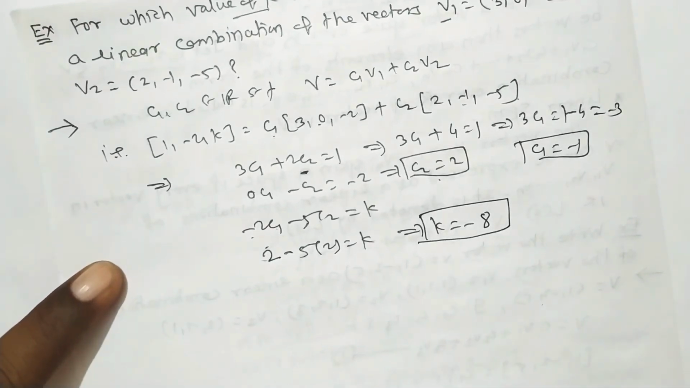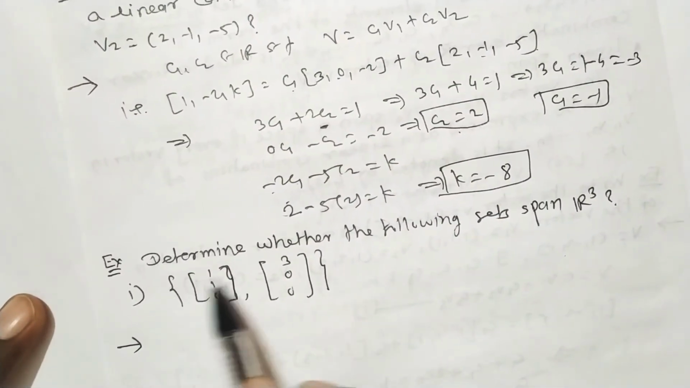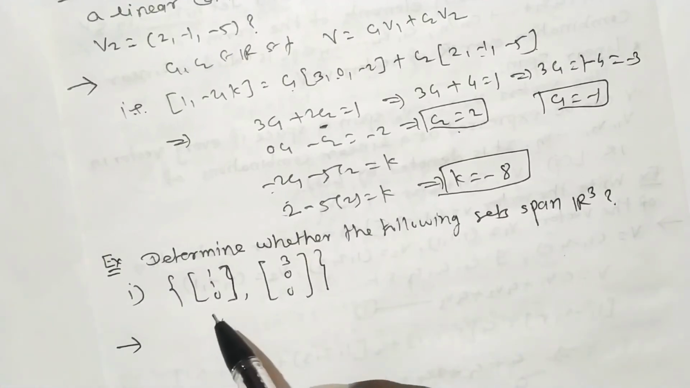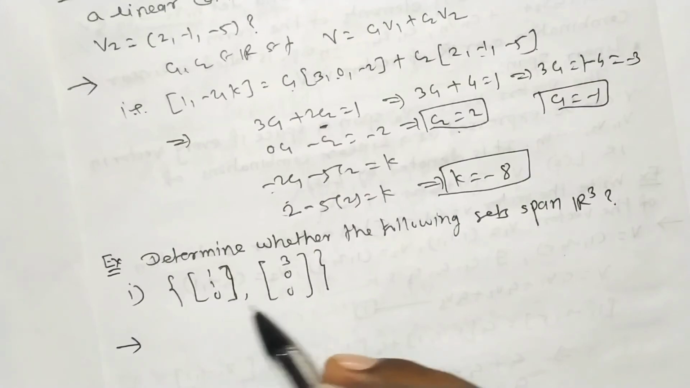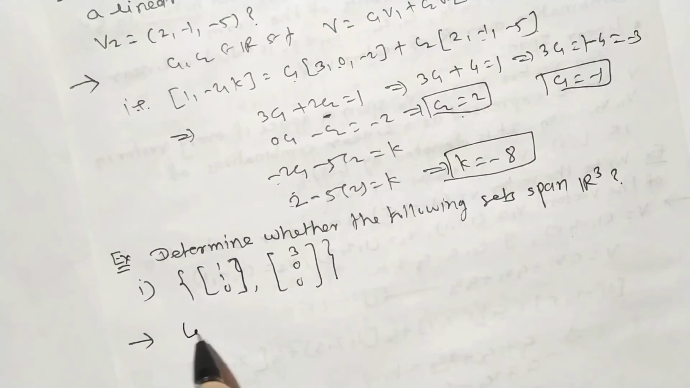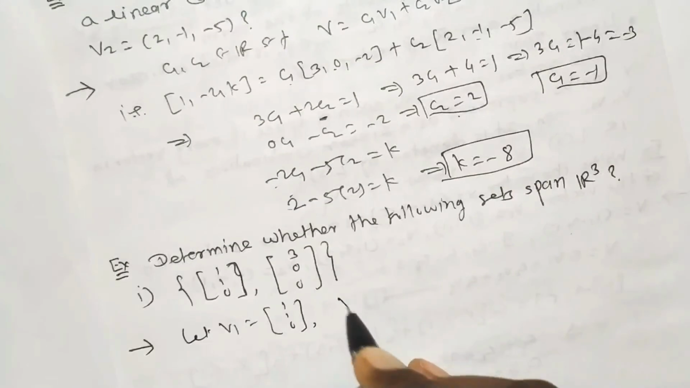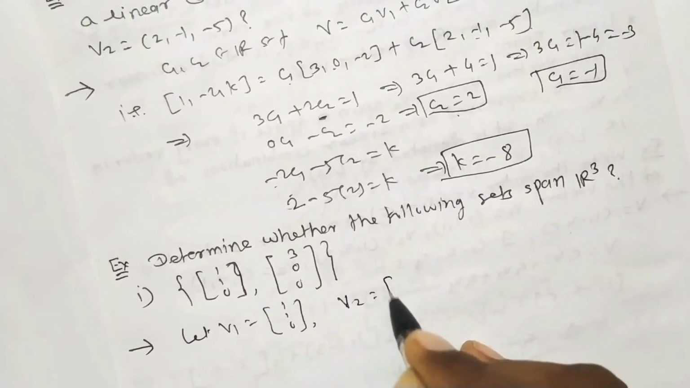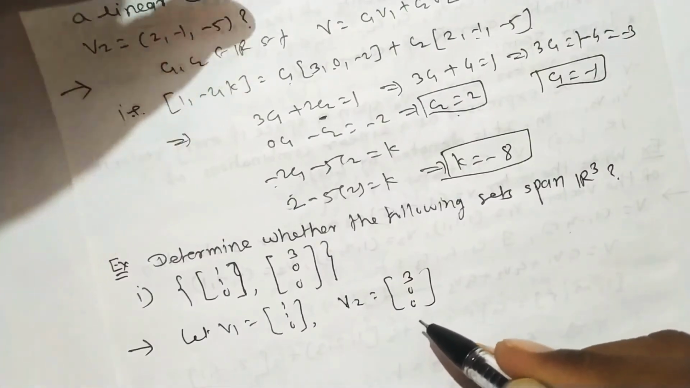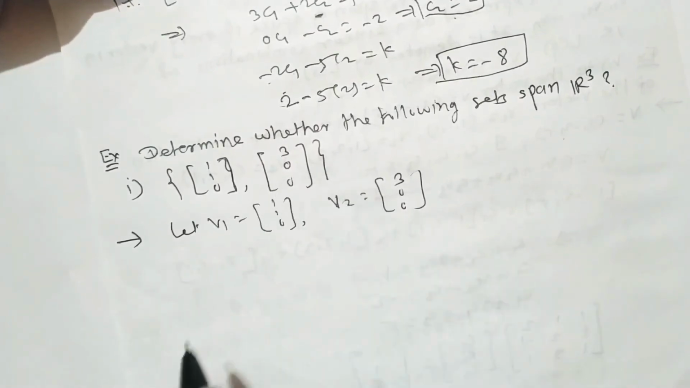Okay, so this problem was very simple. Now the next problem is: determine whether the following set spans R3. In the first problem the set given is 1 1 0 and 3 0 0, column vectors. Suppose this vector is v1 is equal to 1 1 0 and v2 is equal to 3 0 0. Okay, so this problem is on spanning, linear span. So you have to check whether this set is a spanning set or not.